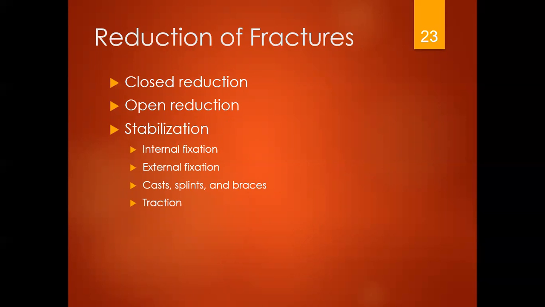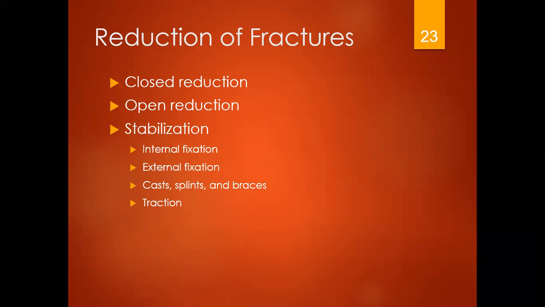So open reduction is where we're actually cutting. We're doing a surgical incision through the skin, going down to that bone at the site of the fracture, and we're doing something in order to bring the bone back together. Now, sometimes we don't have to put in internal fixation, but internal fixation is very typical. So we'll talk more about internal fixation, but you think like pins, plates, screws, etc.